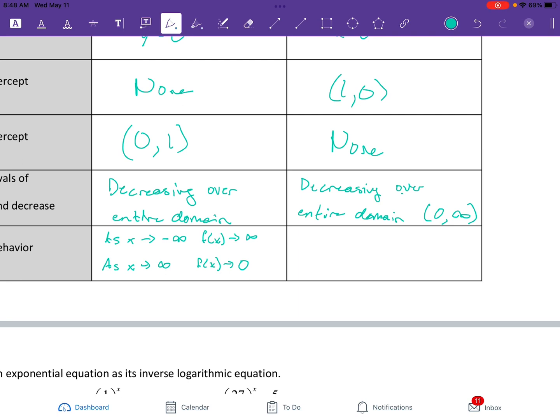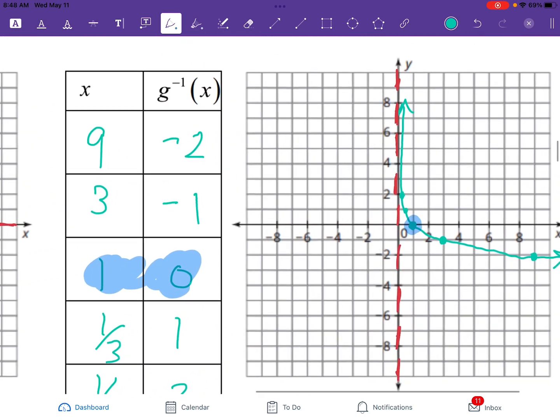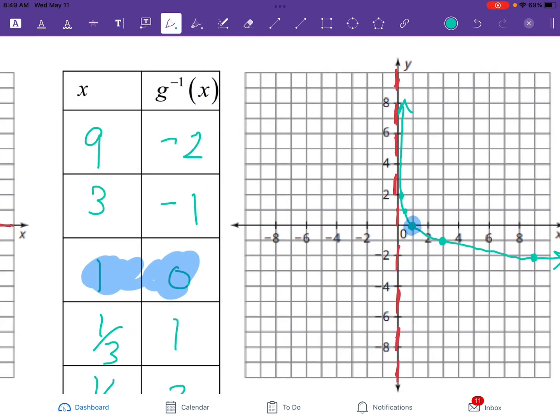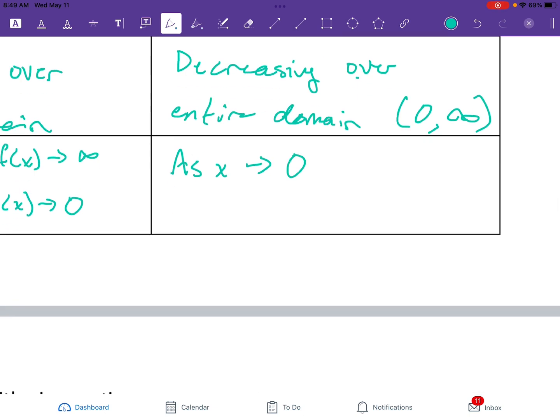And lastly, the end behavior. So as x approaches, well, let's go back up and look. We're going to the left first. So as x approaches, well, the x can't approach negative infinity because it can't get past that asymptote on the y-axis. So it is approaching 0. What is the graph doing as it approaches 0? It's going up towards positive infinity.